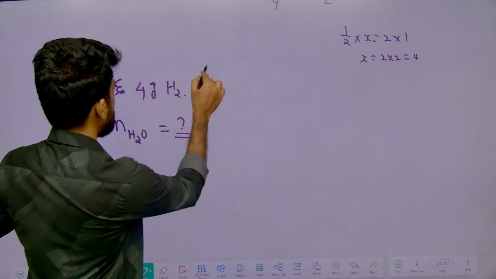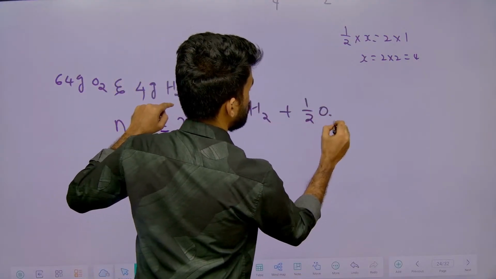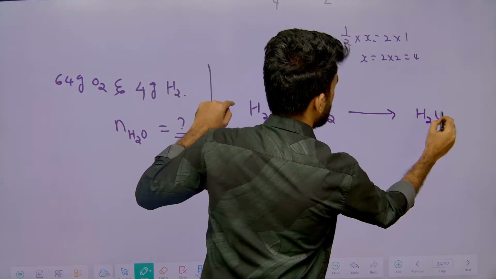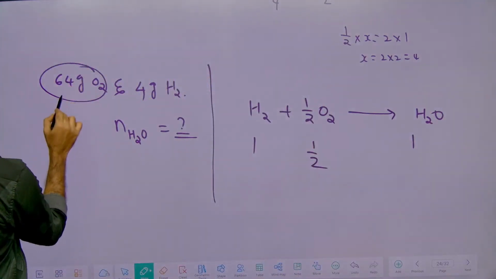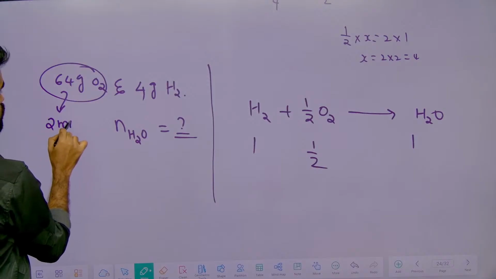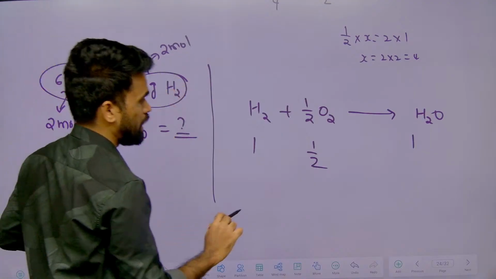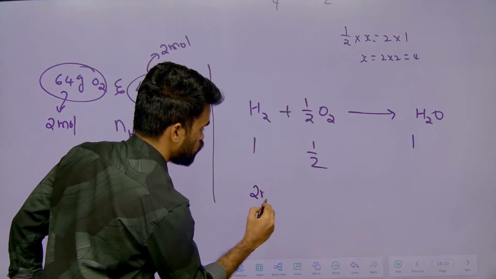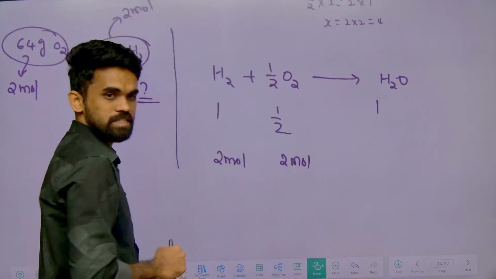Let's see once. So what should I write? H2 plus half O2 gives H2O. So 1, half, 1. So 64 grams means 2 moles. 4 grams means this is also 2 moles. Tell me now, you will get clarity now. So here given 2 moles, here also given 2 moles. Identify which is limiting and which is excess.